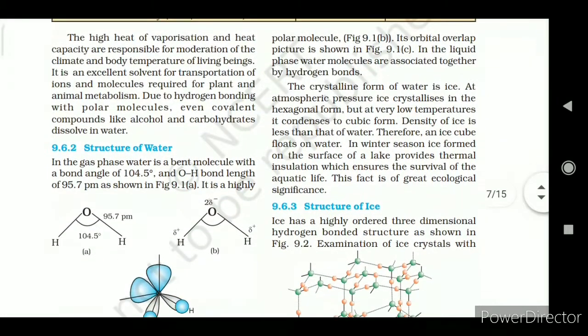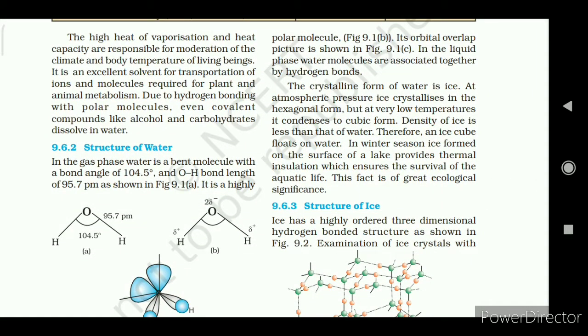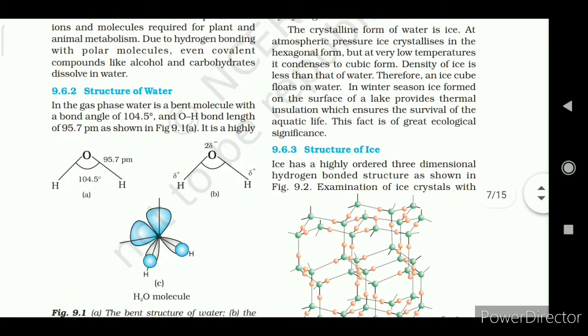9.6.3 Structure of ice. Ice has a highly ordered three-dimensional hydrogen bonded structure, as shown in Figure 9.2. Examination of ice crystals with X-rays shows that each oxygen atom is surrounded tetrahedrally by 4 other oxygen atoms at a distance of 276 picometers. Hydrogen bonding gives ice a rather open type structure with wide holes. These holes can hold some other molecules of appropriate size interstitially.